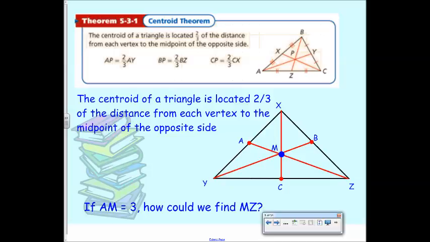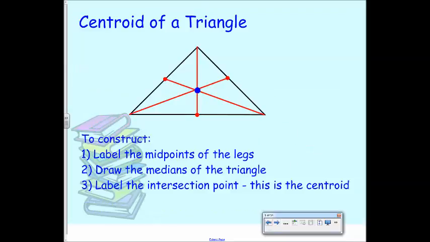So the centroid theorem says that the centroid of a triangle is located 2/3 of the distance from each vertex to the midpoint of the opposite side. I think it's easier to just put numbers in to explain what that means. So the centroid of a triangle basically splits each of these lines into 2/3 and 1/3 segments.